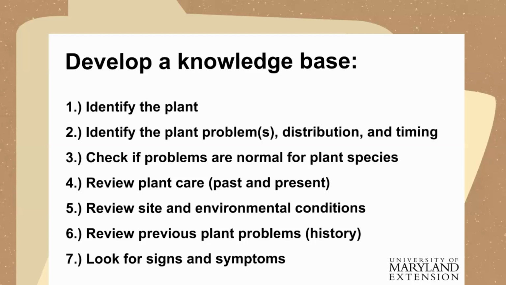Also identifying the plant problem itself, describing it, especially if we have a client coming up to us at, say, an Ask a Master Gardener or plant clinic table, having them describe it to us, even better, having photos. Knowing where the distribution of the plant problem is on the plant itself and within the habitat. Talking about timing, when did this plant problem first appear? How long has it been going on? Checking if problems are normal for this particular plant species. We'll also talk about this.